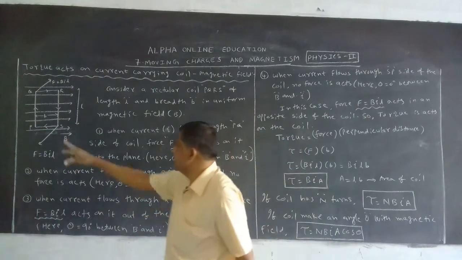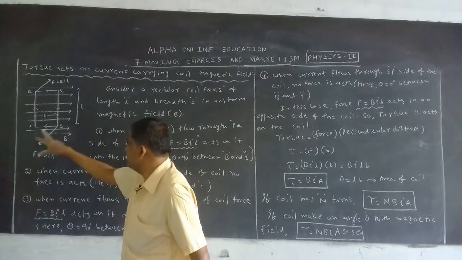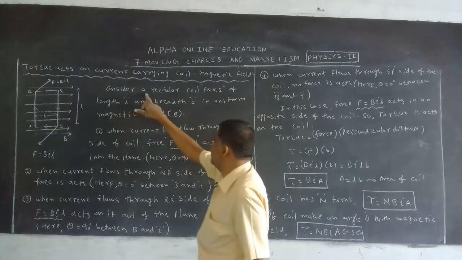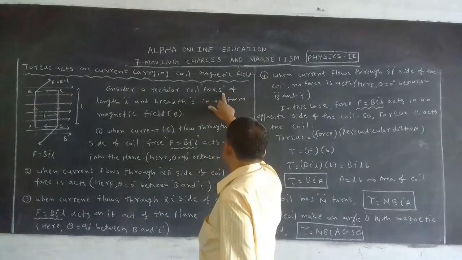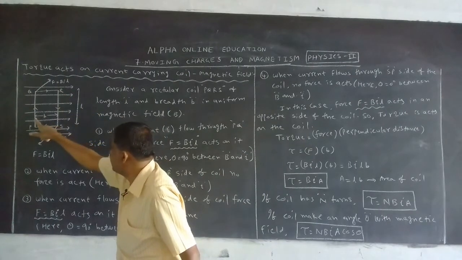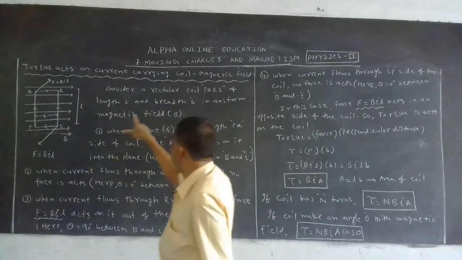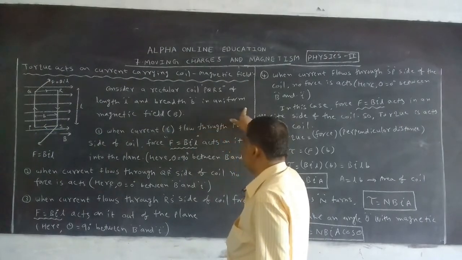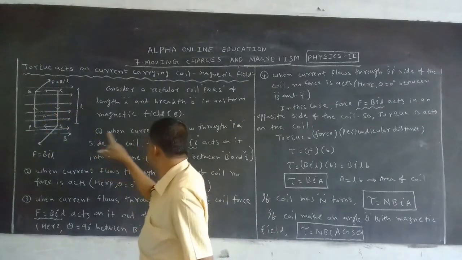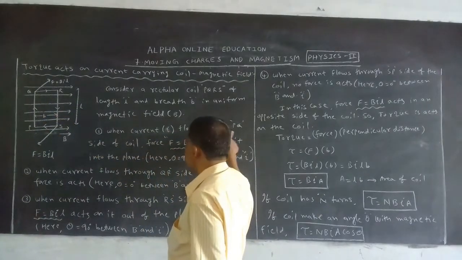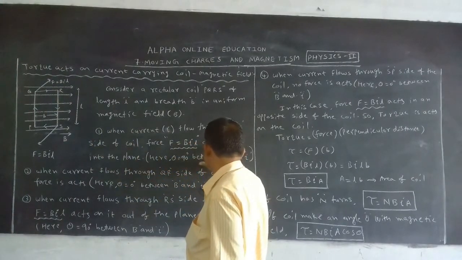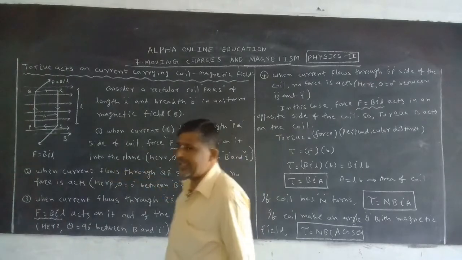Now let us take this as a uniform magnetic field. This is one rectangular coil PQRS. Consider a rectangular coil PQRS of length L, breadth B, in a uniform magnetic field. Now, when current flows through the PQ side of the coil, force F is equal to BIL, which acts on it into the plane.